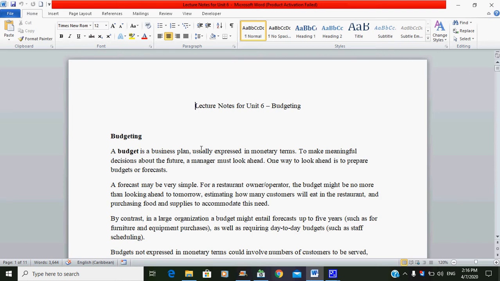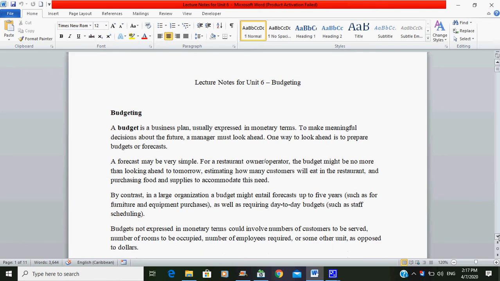Now we're going to look at budgeting at this time, which is Unit 6 on your course outline. For those of you who are following, it says budgeting. A budget is a plan, usually expressed in monetary terms. To make meaningful decisions about the future, a manager must look ahead. One way to look ahead is to prepare a budget or forecast.